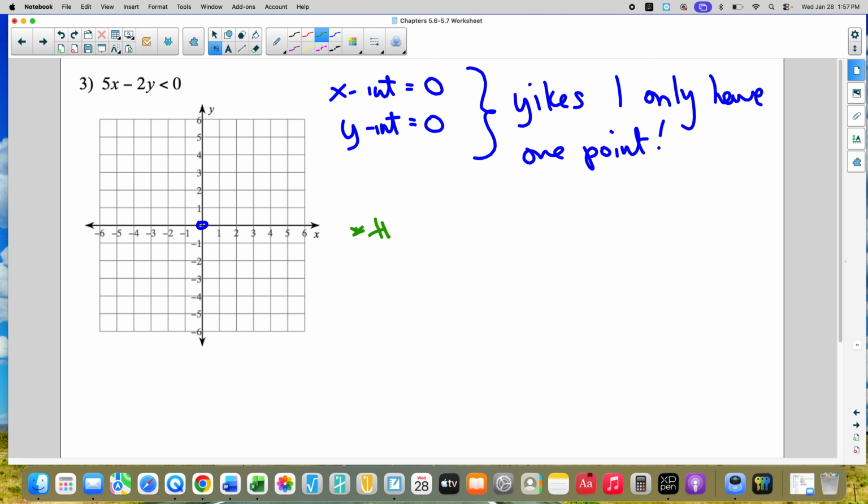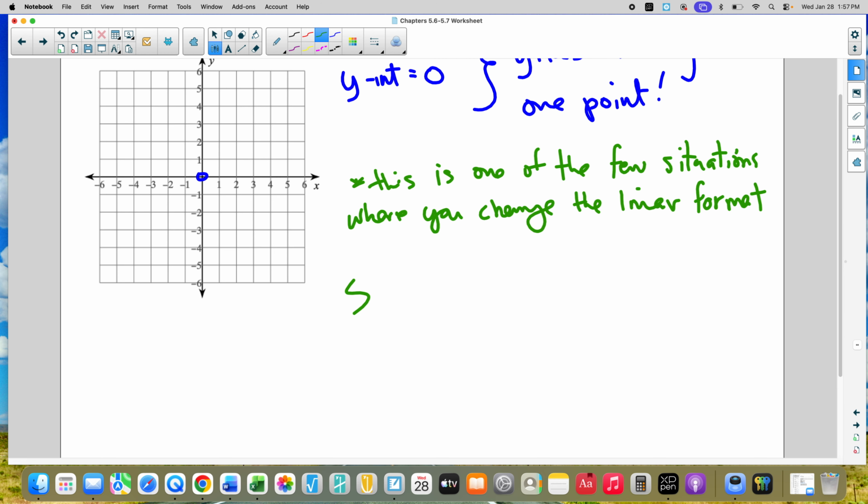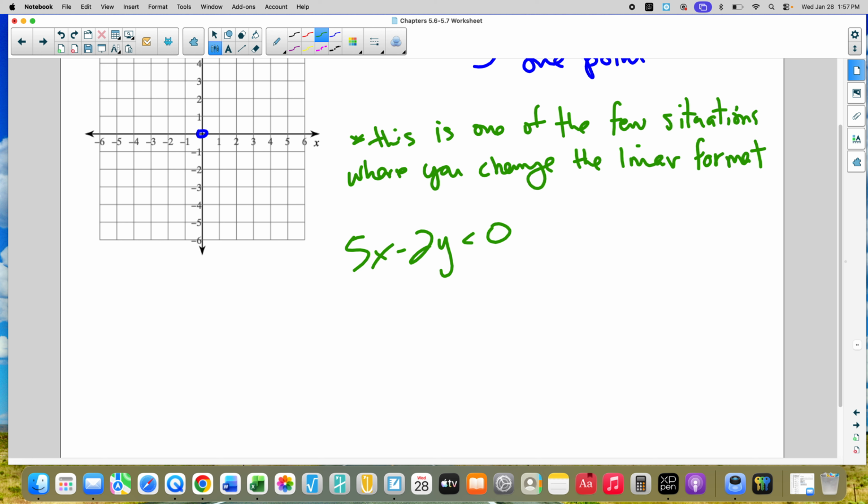So this, that's how you spell this. This is one of the few situations where you change the linear format. Okay, so we're going to change the linear format. We're going to change it from standard form to slope-intercept form. So we're going to isolate y.